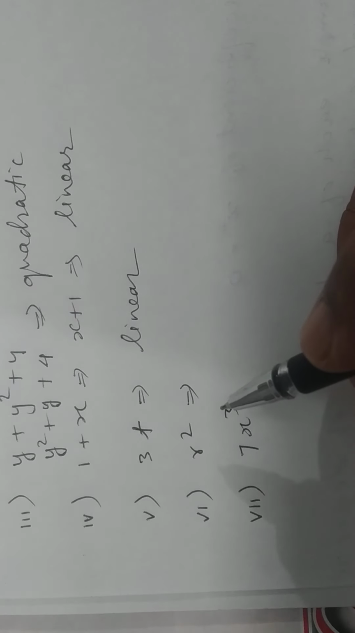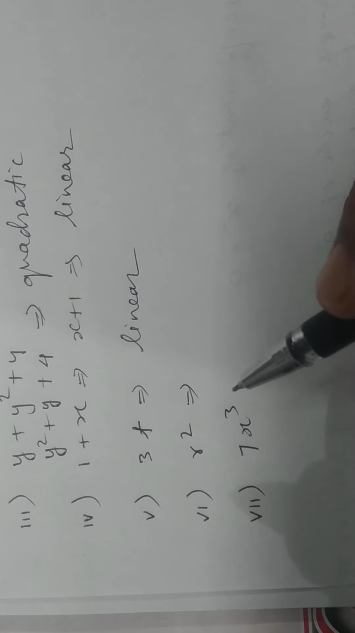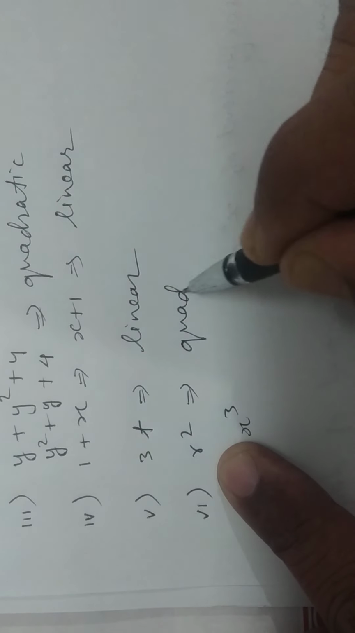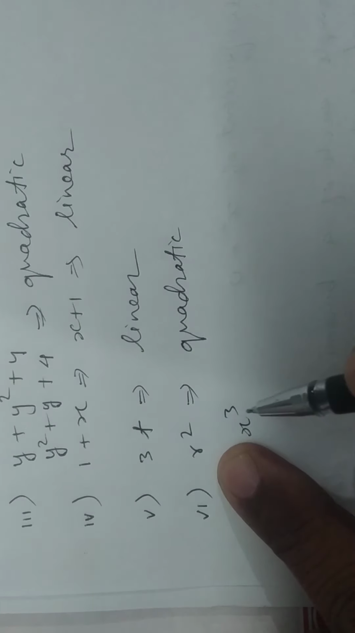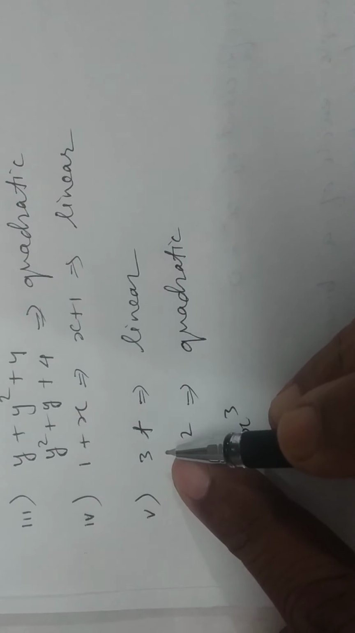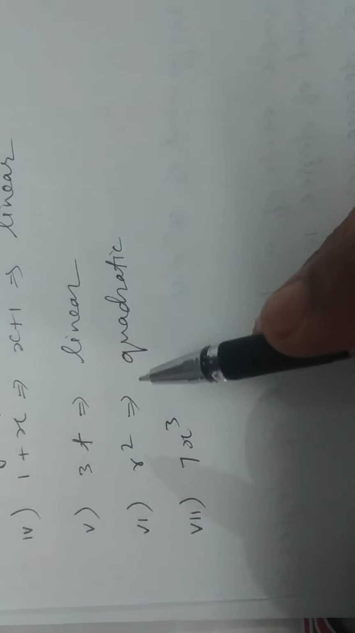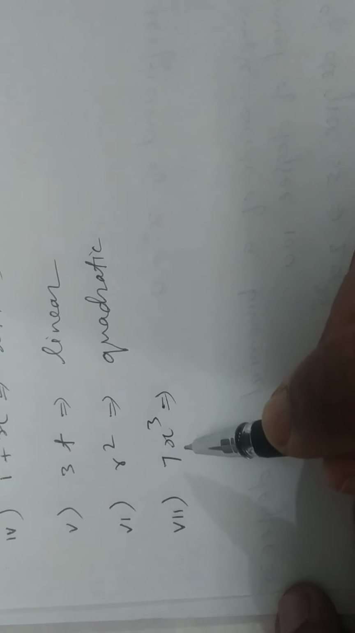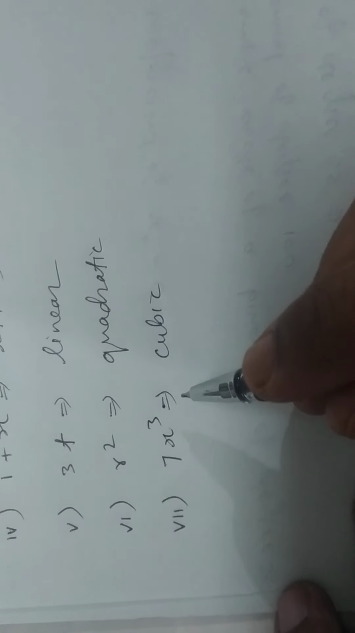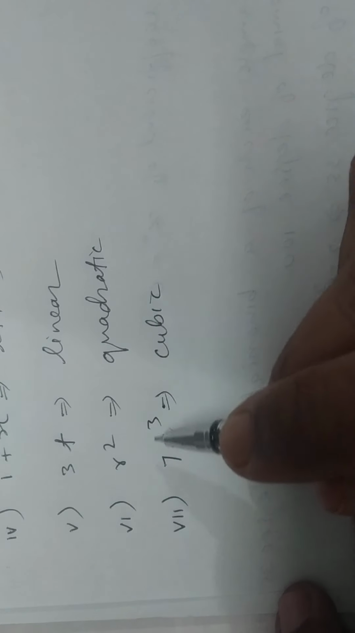Here power is 2. Irrespective of how many terms there are, whether 2 terms or 3 terms, if the power is 2, it is quadratic. In terms of terms, this will be monomial, this will be binomial, this will be trinomial. Now here, because the power is 3, it is cubic. But in terms of terms, it will be monomial.